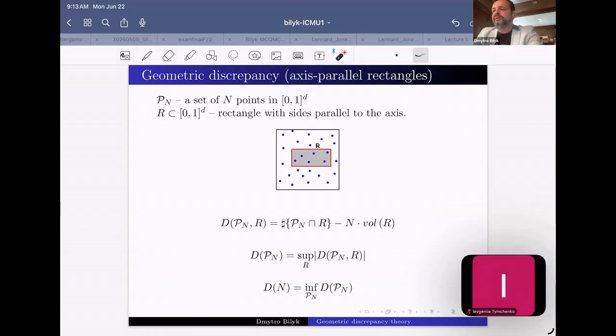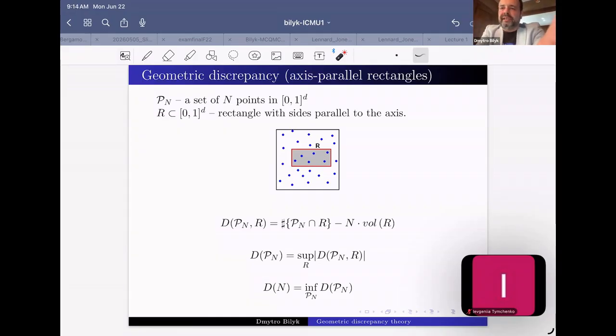Okay, so I will start with one of the most popular settings in discrepancy. So this will be the setting of axis parallel rectangles. So what we deal with here is the following. We'll work in the unit cube, [0,1]^d, the d-dimensional unit cube. For many problems, you can think about d equal to 2. Okay, so assume you have a set of n points in the cube. You want to measure how well distributed they are.